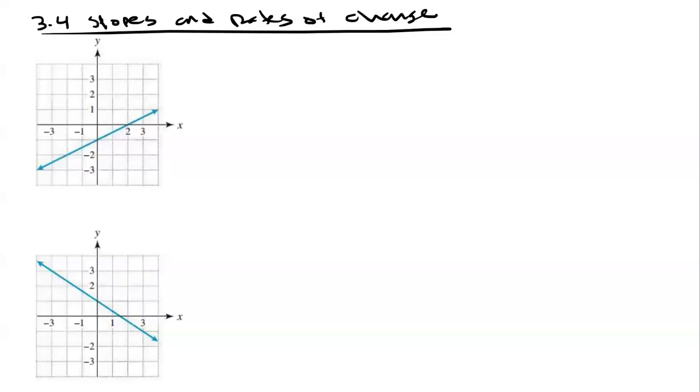Okay, so now we're in section 3.4, which deals with slopes and rates of change. Let's look at this first graph here. What do we notice about this? What do we notice about the slope of the first graph? What kind of graph is it?